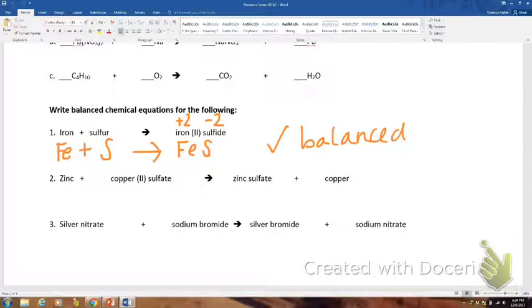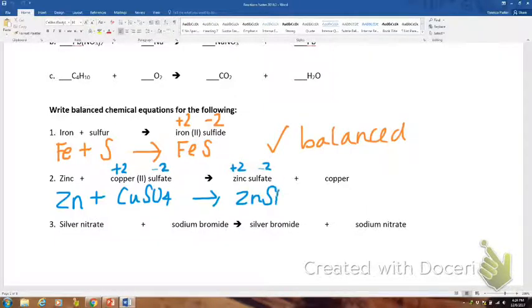Now we look at the next one, zinc. Zinc by itself is just zinc. No charge. It's not in anything. Okay? Plus copper 2 sulfate, so that means we have a +2 and a -2. So that's going to be CuSO4. So then it makes zinc sulfate. So now we have a +2, still -2. So we're going to do ZnSO4. And then plus copper. When copper's all by itself, it's just copper.